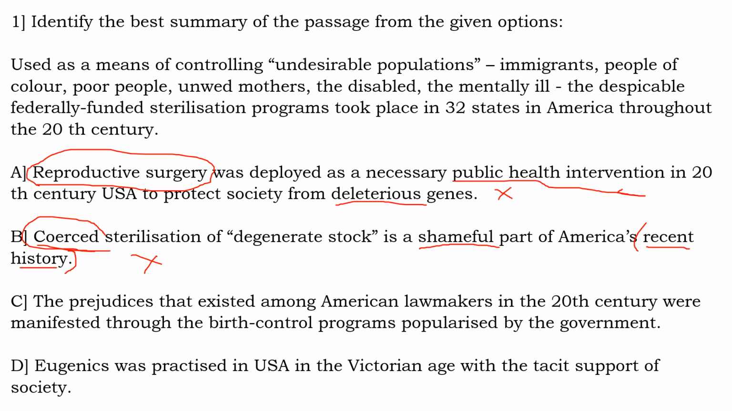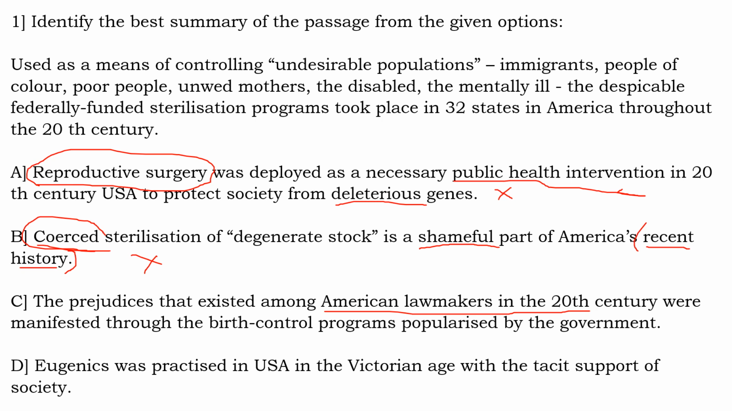Why is it an inference? Because the despicable federally funded sterilization program means who is doing it? The government is doing it. So who is the government? The lawmakers. The American lawmakers had a prejudice. That is why, with the undesirable population, the author is implying that the lawmakers had this prejudice that these kinds of people were not desirable for the society, so their number should be controlled. That is why they implemented the federally funded sterilization program. So even though the passage does not talk directly about the American lawmakers in the 20th century, this is the inference that you get from the passage.